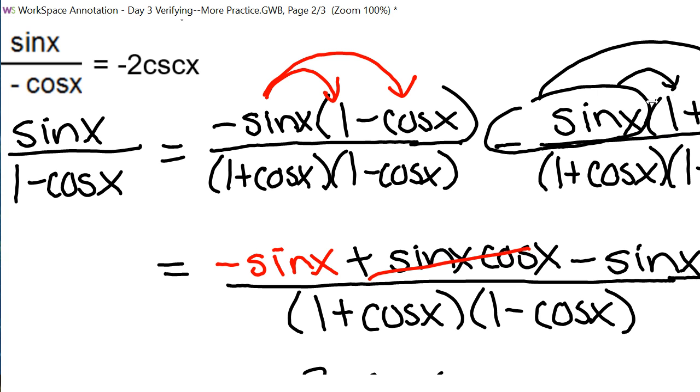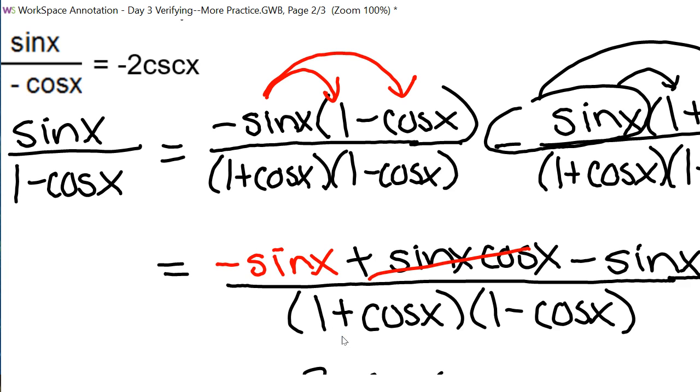Now, looking at my answer, so we started with the left side. So on the right side is our answer. Our answer has a cosecant. What's another way to write cosecant? 1 over sine. So somehow I need to end up with a sine in the denominator. But do we have any sines in the denominator?